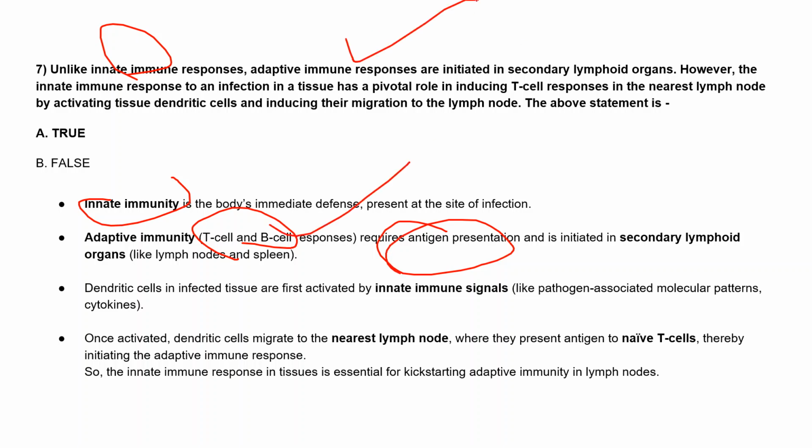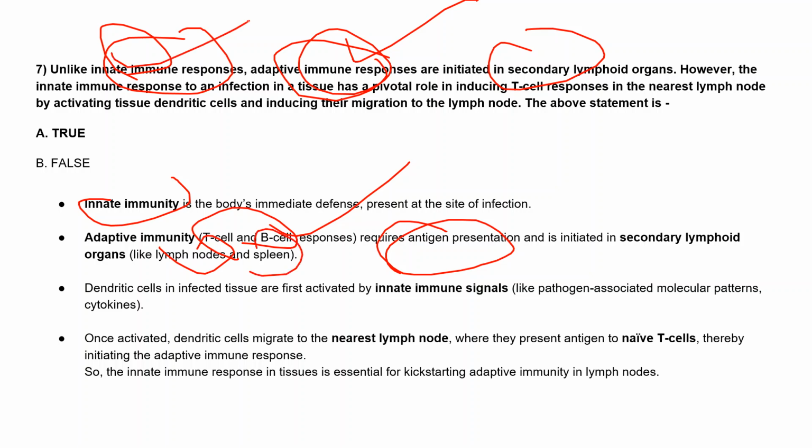So unlike the innate immune response, adaptive immune responses are initiated in the secondary lymphoid organs. That is right, because they need secondary lymphoid organs like lymph nodes and spleen, but innate responses don't need them because they act directly. Like the tears have lysozyme enzymes in our eyes, and also our skin, they don't need any secondary lymphoid organs, but adaptive immunity, which involves T and B cells, is initiated in the secondary lymphoid organs.